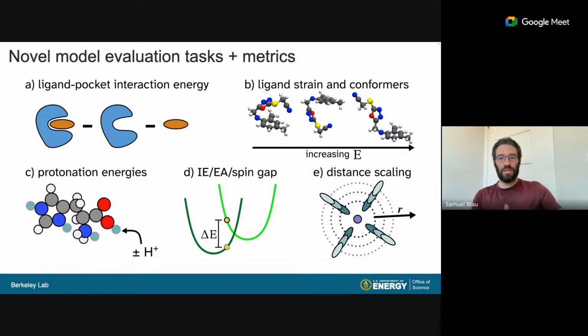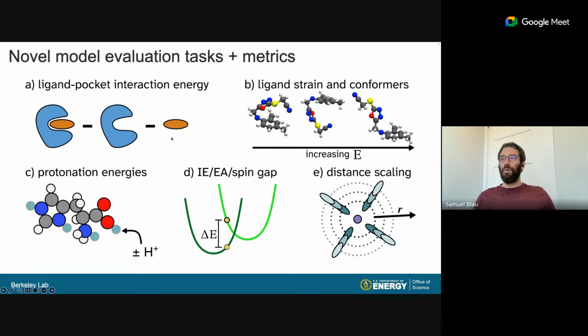But energy and force error alone is not sufficient to evaluate a model's utility. So another big component of OMol, besides just the data generation, was developing a novel set of evaluation tasks and metrics that are more representative of how people will actually use these models, so that we can really get a handle on how well they do for different types of computational chemistry tasks.